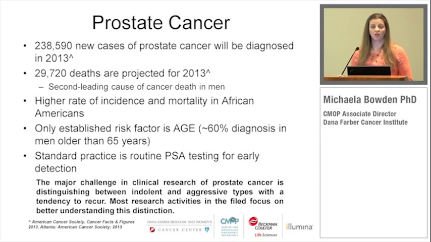And then the standard practice is to do a biopsy and diagnosis, but routine PSA testing to just check the level of PSA. So even though PSA is considered a gold standard for a biomarker of prostate cancer, they've shown in the last 10 years that there's conflicting factors associated with this, and it's not always the case that if you have a high PSA level that you will actually develop prostate cancer. So a major challenge in clinical research is distinguishing between indolent forms and aggressive types of prostate cancer and whether they have a tendency to reoccur. And most of the research activities that we're involved in are trying to understand this distinction more clearly.